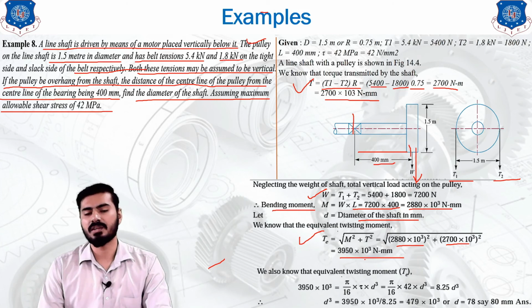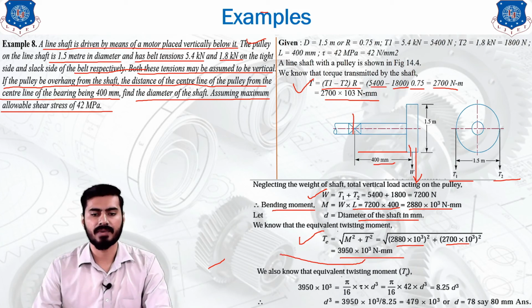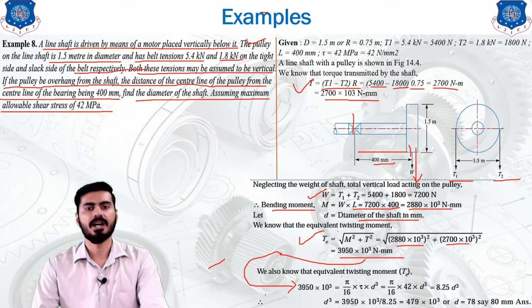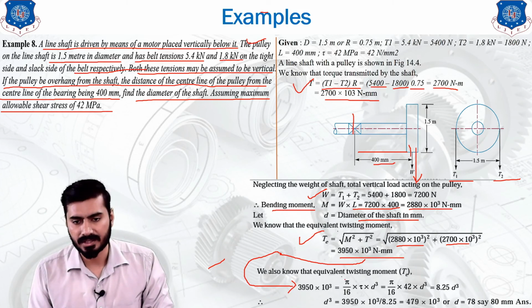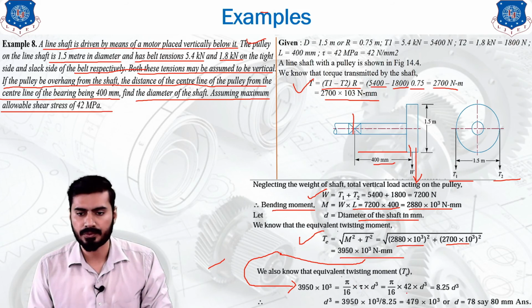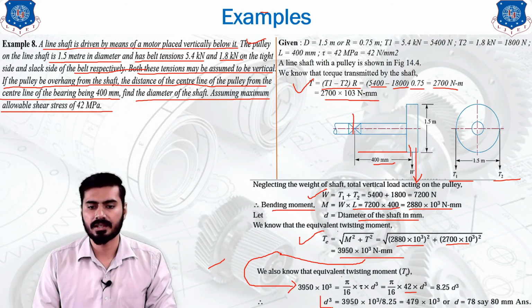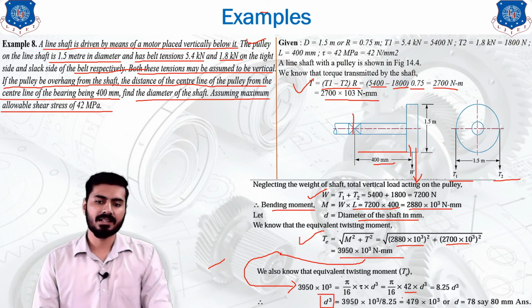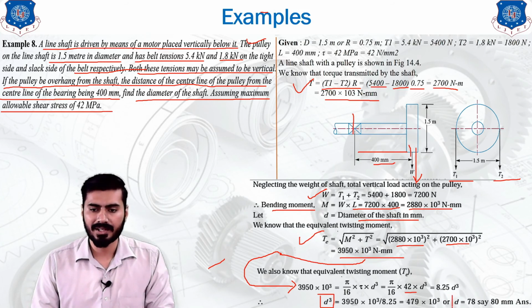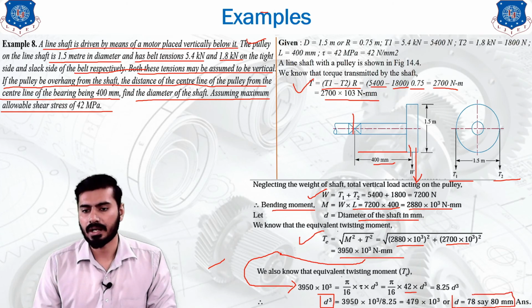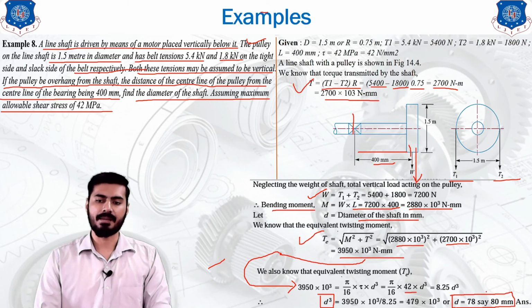Once the equivalent twisting moment is calculated, then this value is directly inserted into the equation of the design of the shaft. If you put this value in the equation of the shaft and if you put the value of the shear stress, then your answer comes out in terms of d cube. By taking the cube root, you will be able to calculate the diameter of the shaft as 78 mm or 80 mm in standard dimensions.